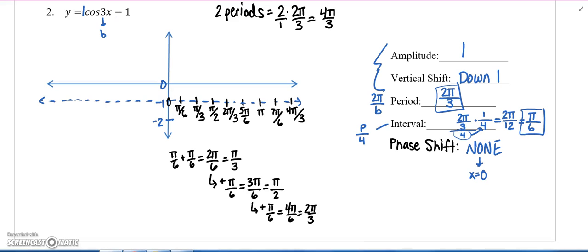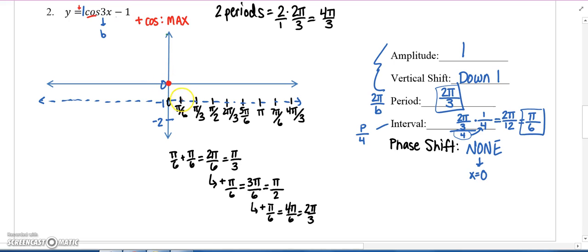Alright, let's start graphing. So once again, we know we're starting at x equals 0. That's my phase shift. That's where I start, right here. But I have to know if it's at min or max, and what to do. So this one we have a positive cosine. Positive cosine means we start at the max. So I'm starting, I'll do it in red, right up here.